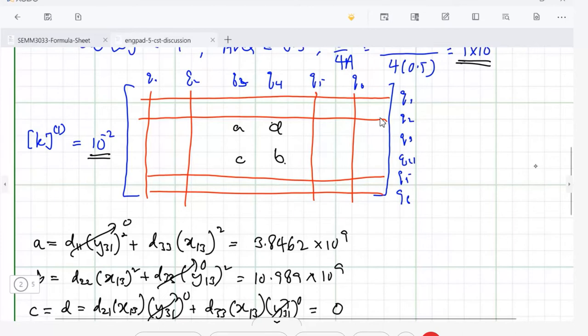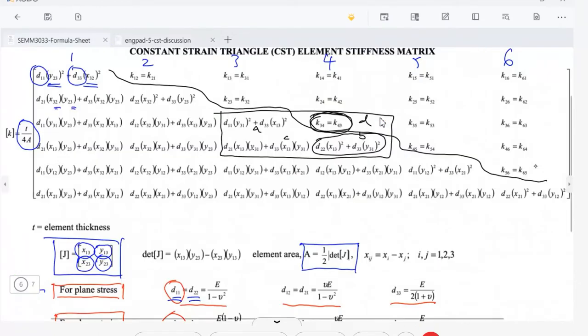So take a look. This is my 3, 4, 3 and 4. This is 4 and 3. 1, 2, 3, 4 and 1, 2, 3. This is 4, 3. This is 3, 4. And from the formula sheet, it says that K34 equals K43.